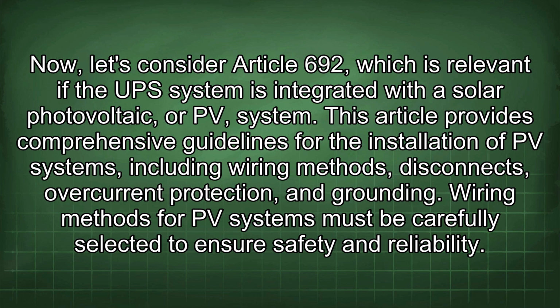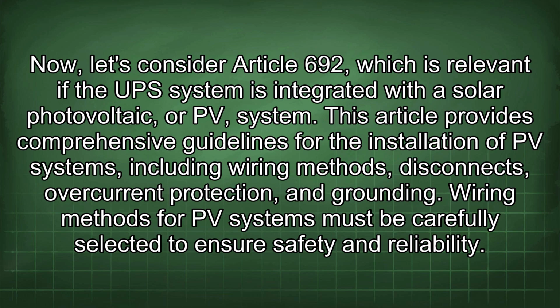Now let's consider Article 692, which is relevant if the UPS system is integrated with a solar photovoltaic, or PV, system. This article provides comprehensive guidelines for the installation of PV systems, including wiring methods, disconnects, overcurrent protection, and grounding.